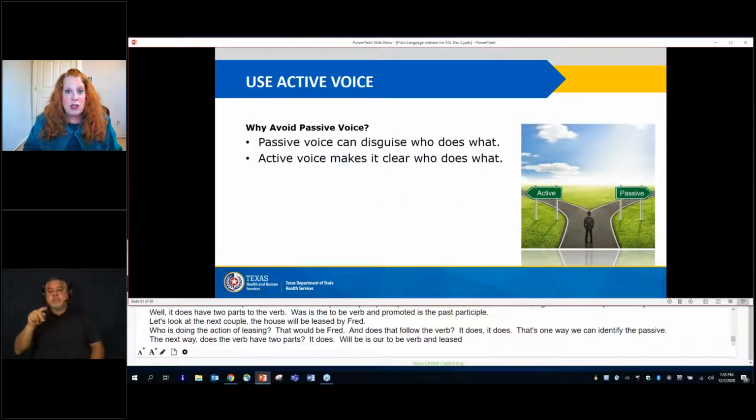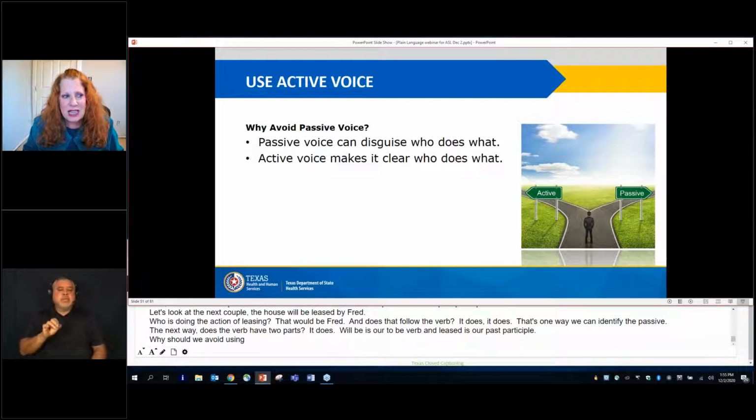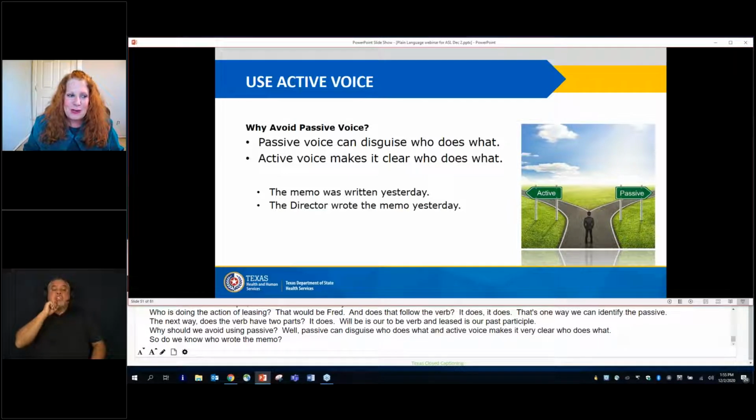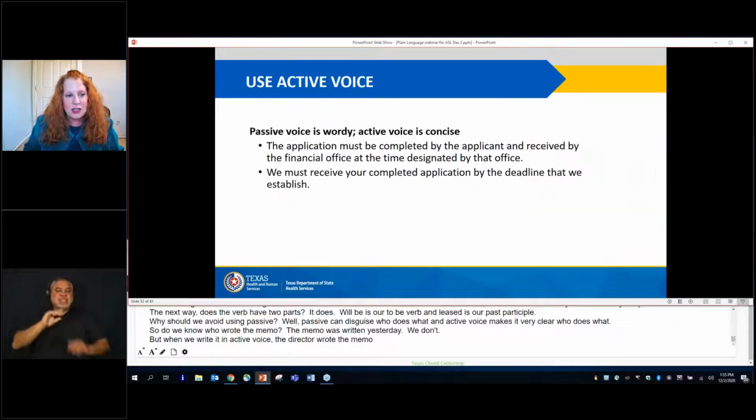Why should we avoid using passive? Well, passive can disguise who does what, and active voice makes it very clear who does what. So do we know who wrote the memo? The memo was written yesterday. We don't. But when we write it in active voice, the director wrote the memo yesterday. It's very clear who's taking action.